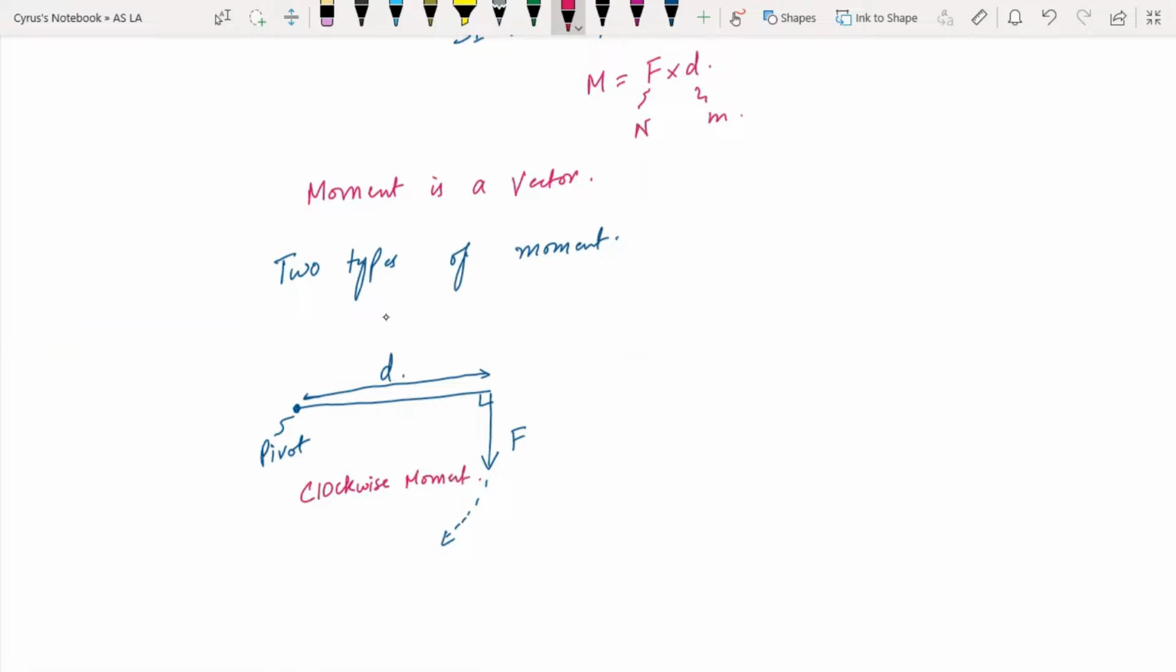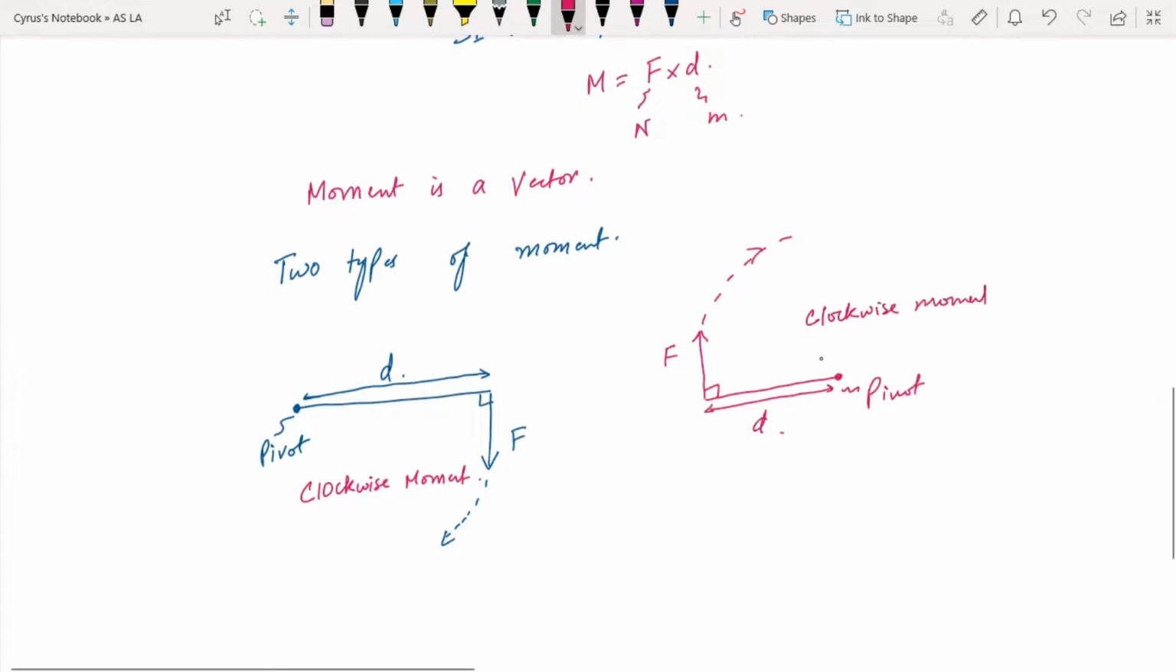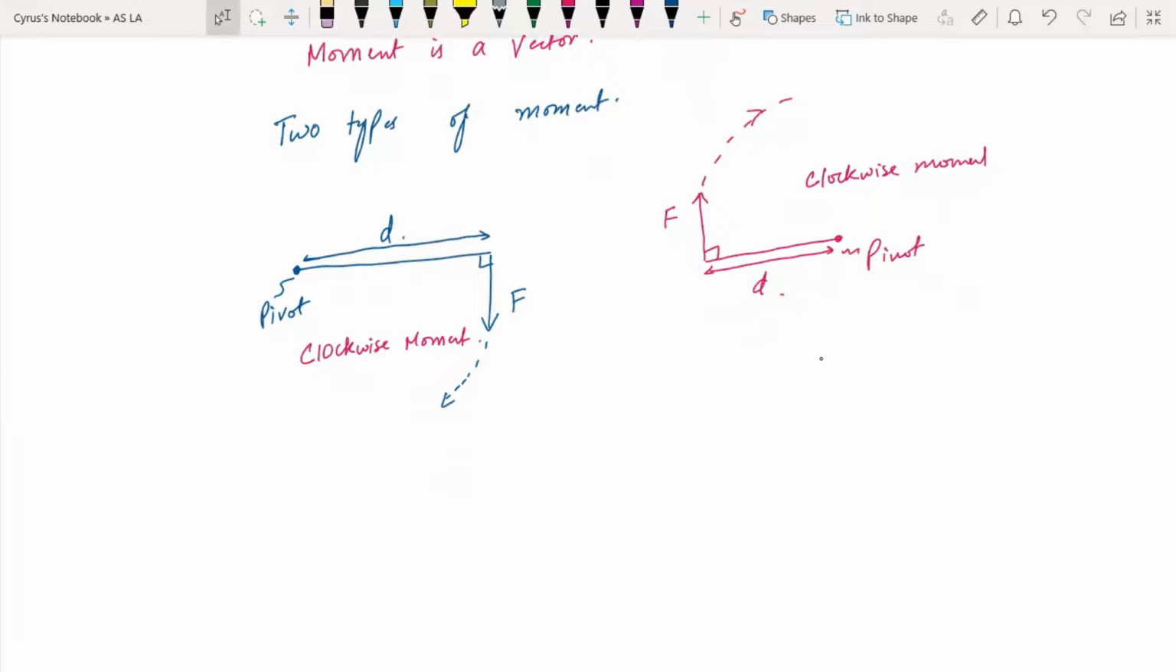ठीक है? अच्छा, मुझे ये बताएं कि अगर आपके पास ये pivot है और you have a force here, this is also clockwise. You see, you're following the same rotation. This is the pivot, and if this is the distance D that we have, again, this is a clockwise movement. So both of these are nothing but clockwise movements. The next thing is about the anti-clockwise movements, right? उसके बारे में हम बात करते हैं.